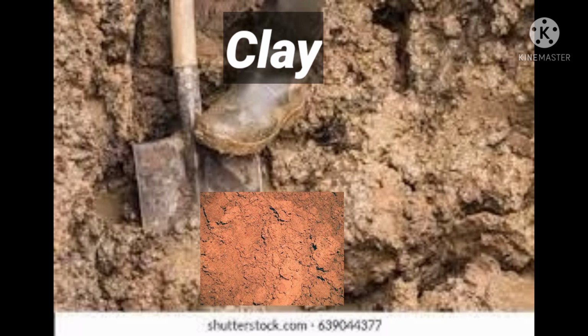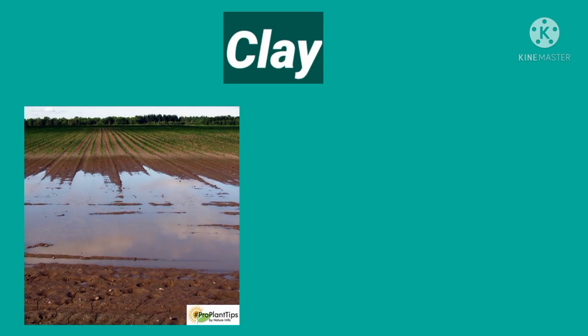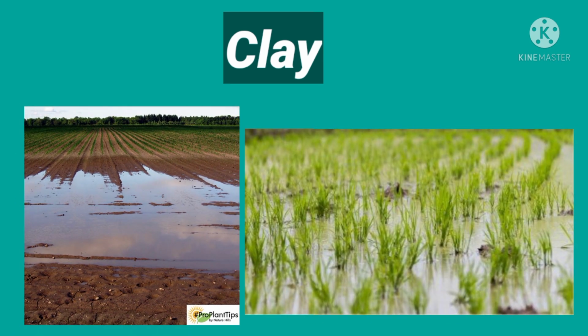During rainy season, clay soil becomes very wet. Such conditions make it hard for plants to grow. During dry season, water evaporates, making the soil dry and hard and causes plants to wither and die.